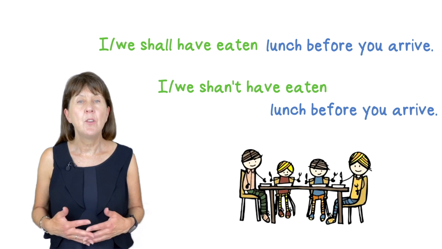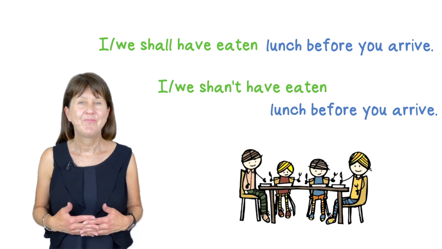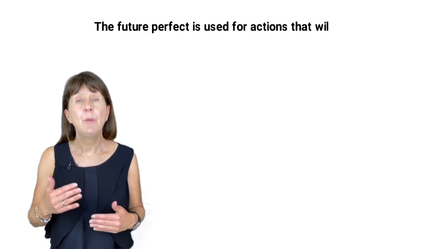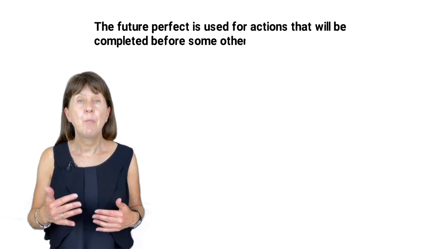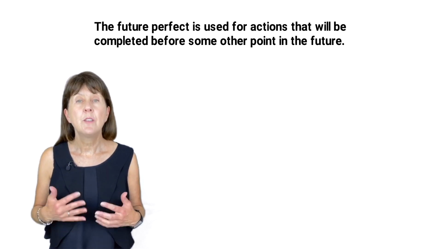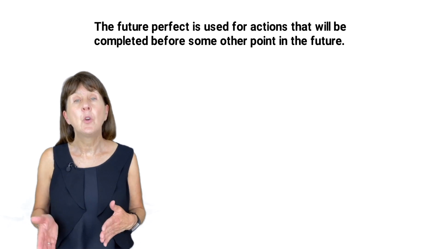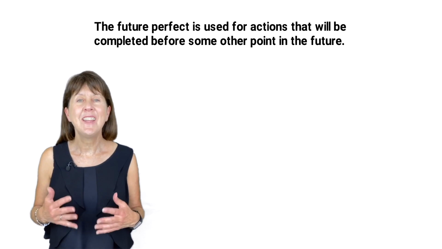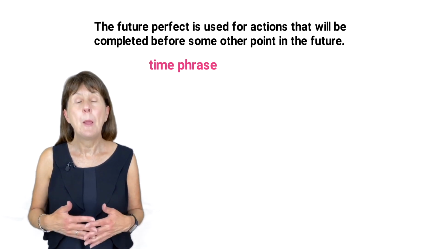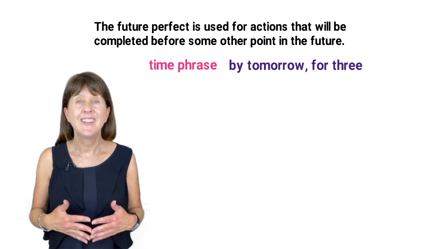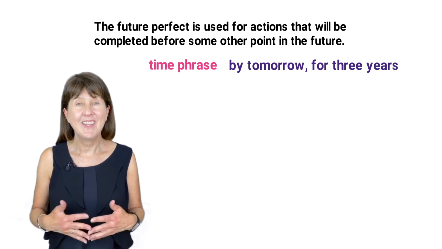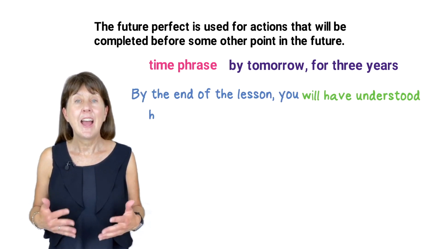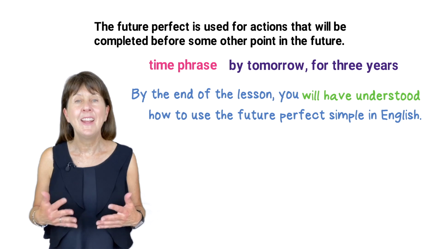So when do we use the future perfect simple? Well, the future perfect is used for actions that will be completed before some other point in the future. We use the future perfect form when we look back to the past from a point in the future. We usually use a time phrase, for example, by tomorrow, for 3 years. For example, at the beginning of this class, I said, by the end of this lesson, you will have understood how to use the future perfect simple in English.